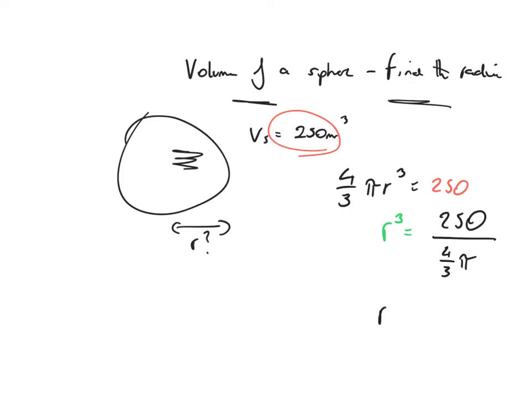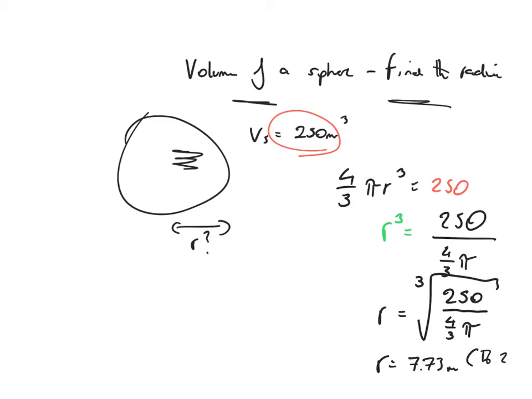And then to get from r cubed down to r, that means I'm going to take not the square root, but the cube root. So the opposite of taking the square is the square root, but the opposite of cubing something is the cube root. So it's the cube root of 250 over 4/3 pi, and that can now be carefully entered into the calculator. And we'll go to 2 decimal places this time, and that is 7.73 meters to 2 decimal places.